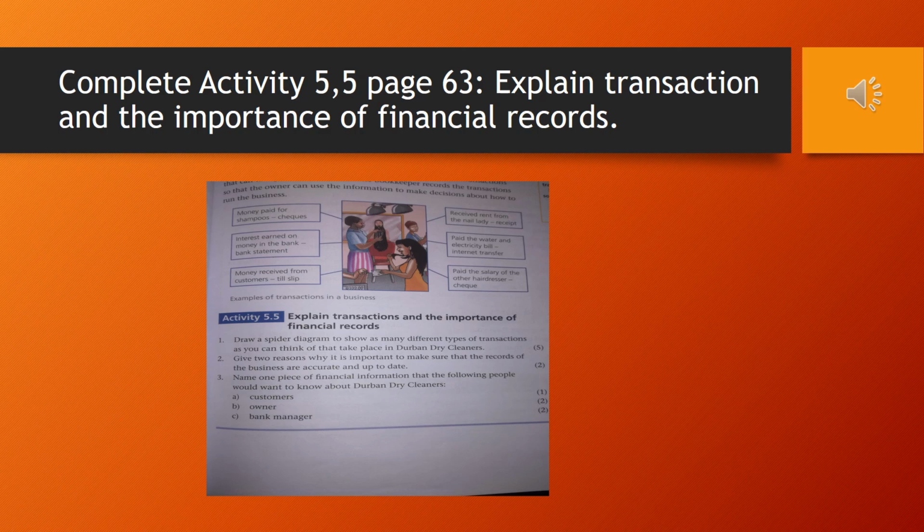Complete activity 5.5 on page 63 of your textbook, also posted here. Before you start with the activity, you need to write the corrections for yesterday's activity, also posted here on Google Classroom, and ensure that you start with your keywords. Your keywords for today are also on page 63.